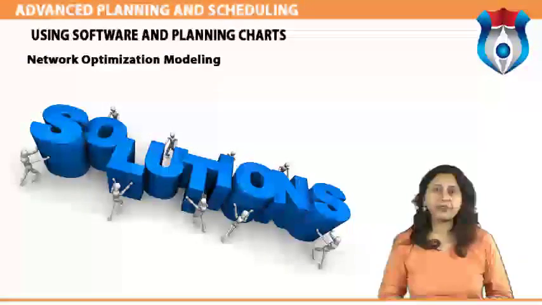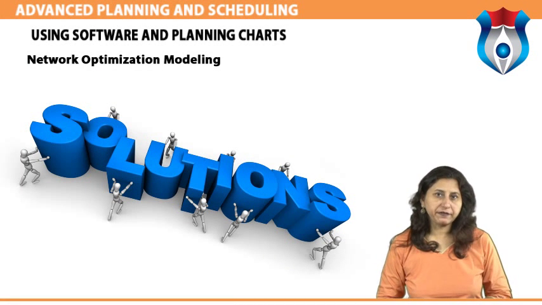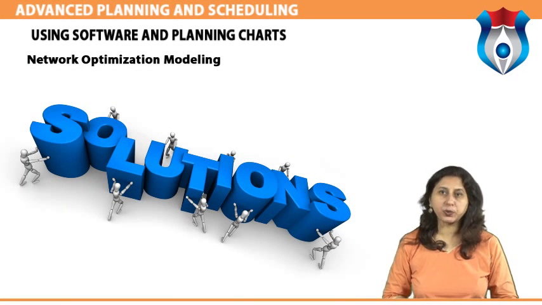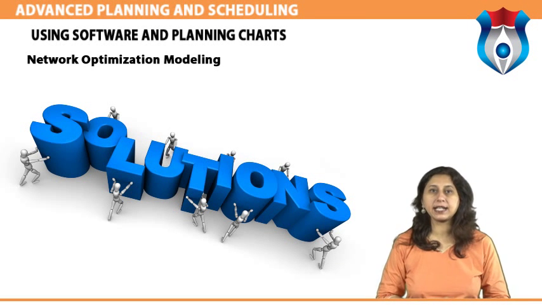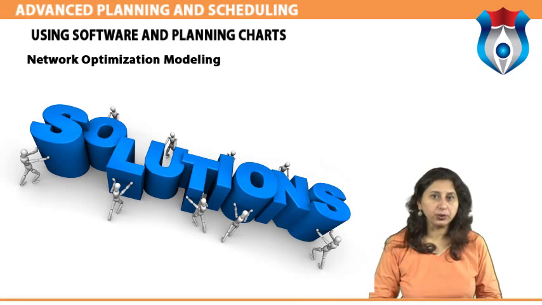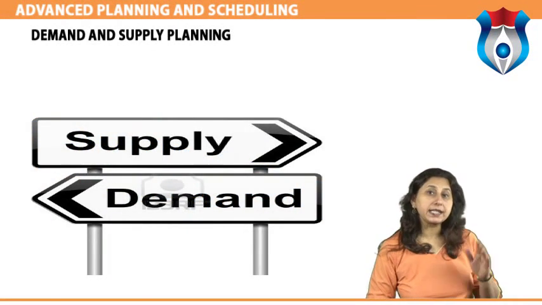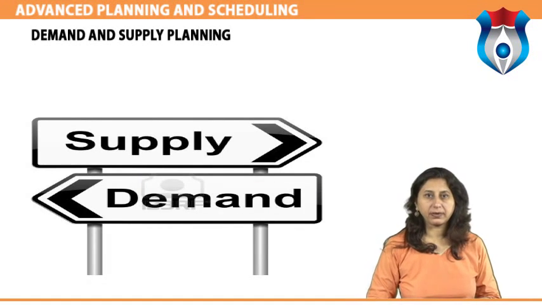Other network design considerations. User interface and reporting. The user interface and reporting features of network design tools are an important consideration when selecting a network optimization tool. Now we will discuss the demand and supply planning.